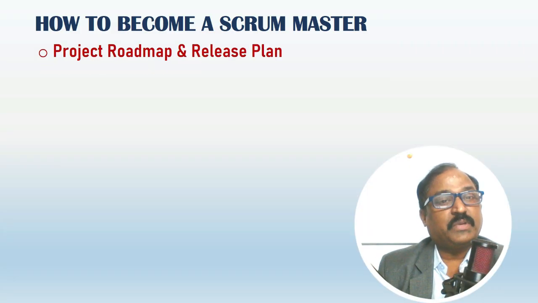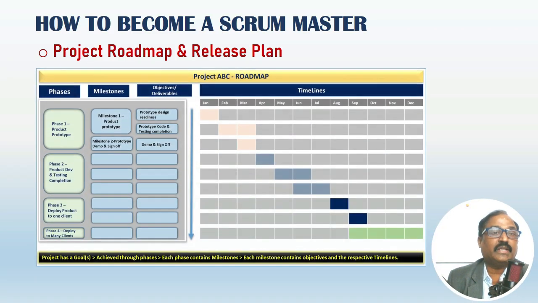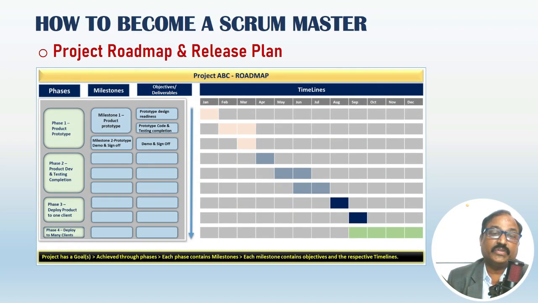Project roadmap and release plans. A project roadmap shows a high-level visual overview of a project without going into the detailed task-level plan. Generally, a one-year roadmap is designed, which contains phases, milestones, and objectives with the timelines of when to deliver. Here is an example roadmap. Project name is ABC. Phase 1 focuses on the product prototype to be delivered. Under phase 1, Milestone 1 implements the product prototype. Timelines are January to March. Milestone 2 showcases the demo of the prototype, makes any minimal changes and gets sign off. The timeline is end of March.